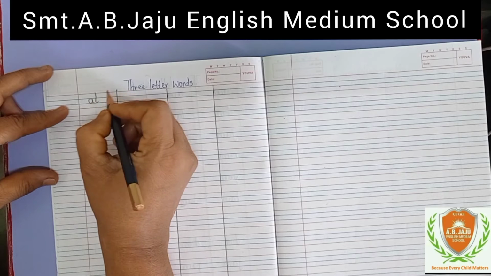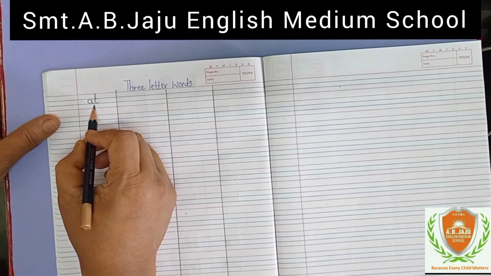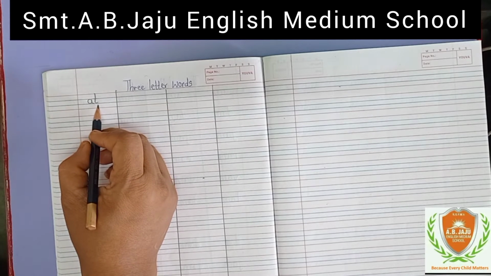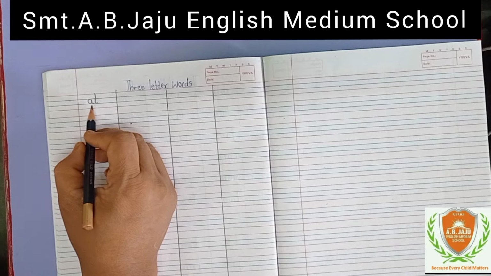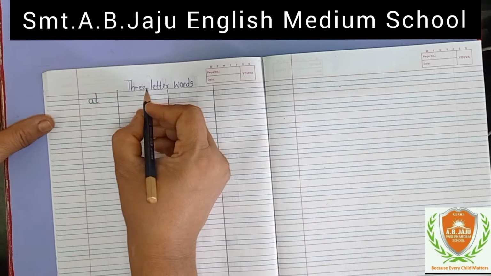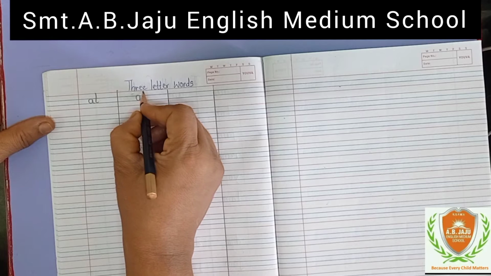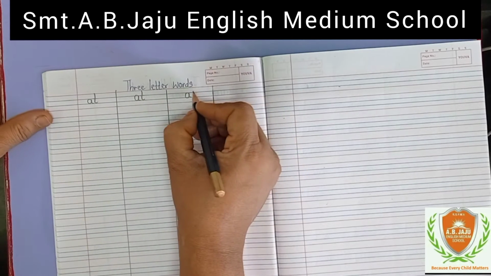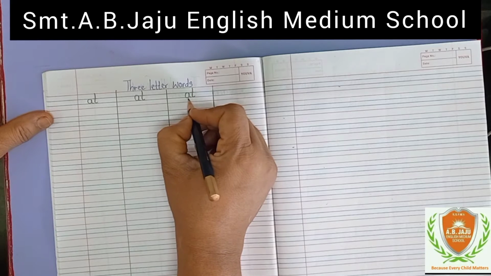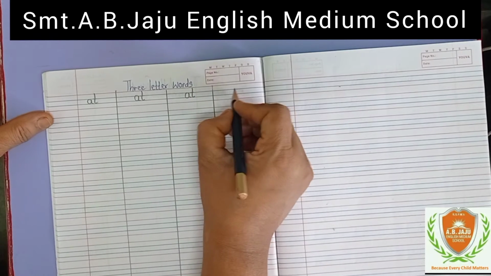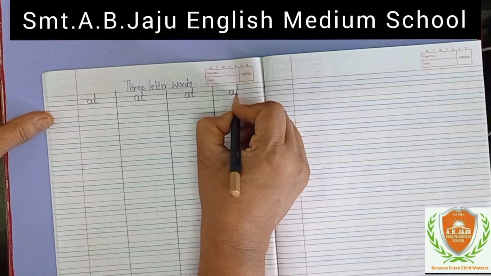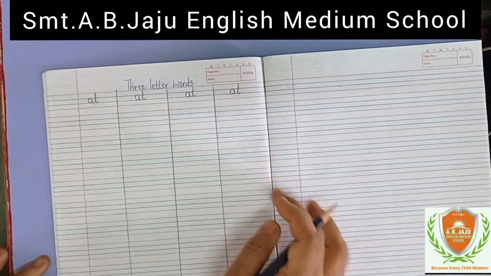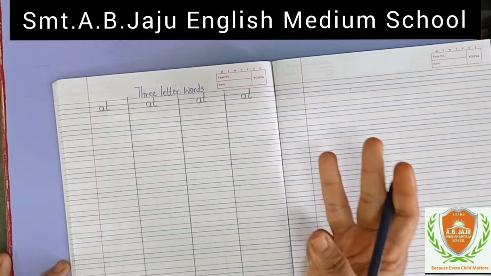Now here write down A-T, at. The sound of A is A, sound of T is T, at. Here also write down at. A sound is A, T sound is T, at. Okay, now we have to make three letter words.